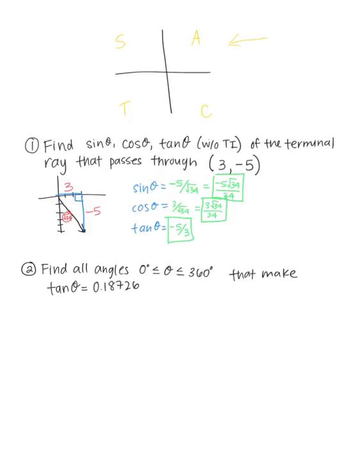So I did actually have to look from my theta. I had to look at my opposite and then compare it to my hypotenuse, and that's how I got those ratios. Okay, another question that you might encounter is to find all angles.